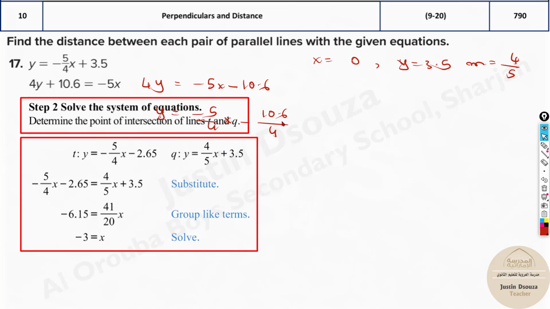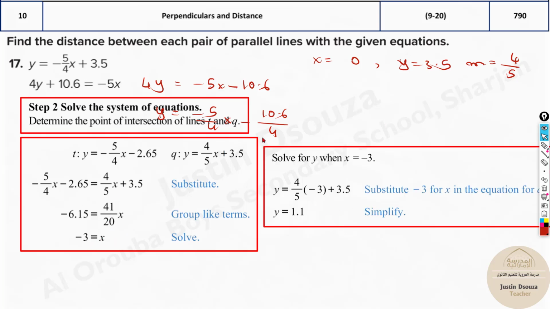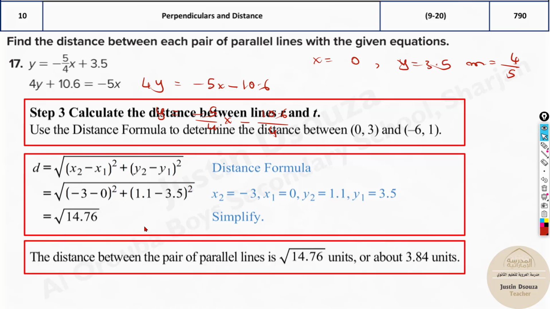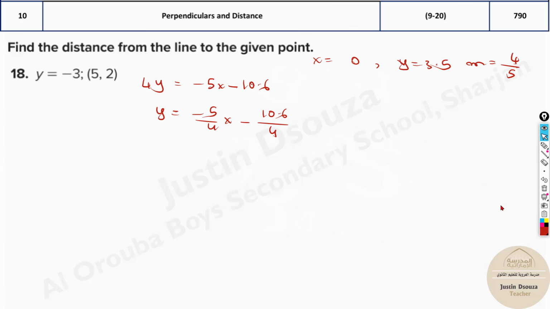Negative 5 by 4x minus 2.65. And then equated with the equation of the perpendicular line, you will get minus 3 as x, and then solve for y. And then this is the point of intersection for the second equation. And the distance between them is over here. It's 3.84 units. So please go through the others.